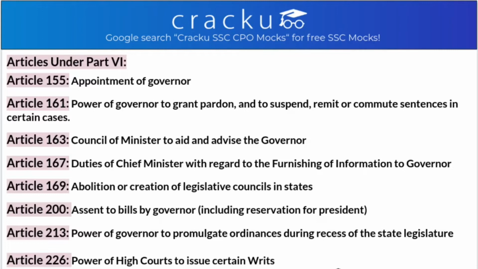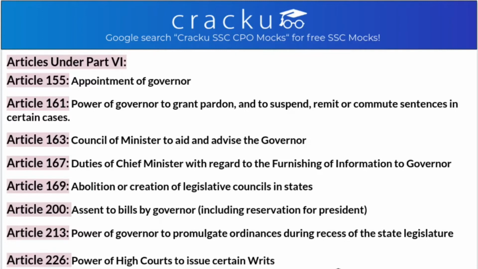The first is Article 155. This is the appointment of Governors. Under this article, the appointments of Governors are done for every state. Article 161 deals with the power of the Governor to grant pardon or to suspend, remit and commute sentence in certain cases. Article 163, Council of Ministers to aid and advise the Governor.